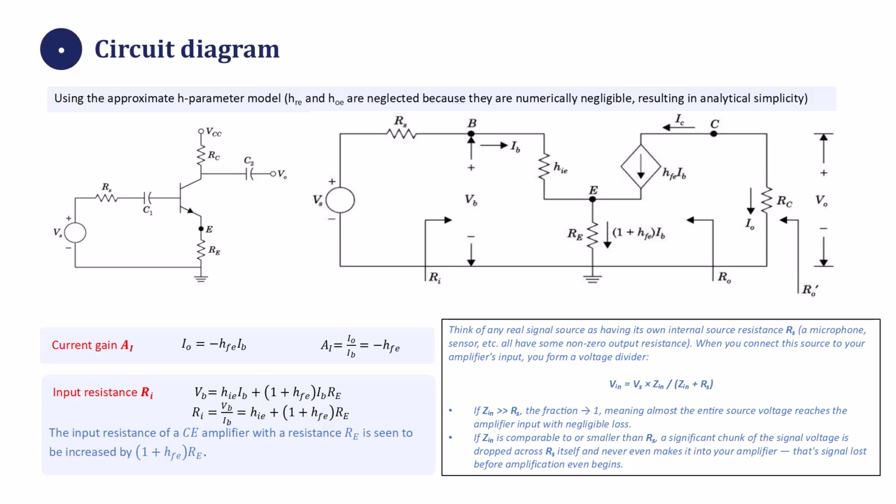Vin equals Vs times Zin divided by the quantity Zin plus Rs. If Zin is much greater than Rs, that fraction approaches 1, meaning almost the entire source voltage reaches the amplifier input with negligible loss. But if Zin is comparable to or smaller than Rs, a significant chunk of the signal voltage is dropped across Rs itself and never even makes it into your amplifier. That's signal loss before amplification even begins. This is exactly why the higher input resistance we get from adding Re is so valuable.